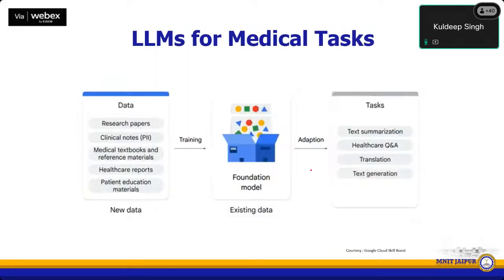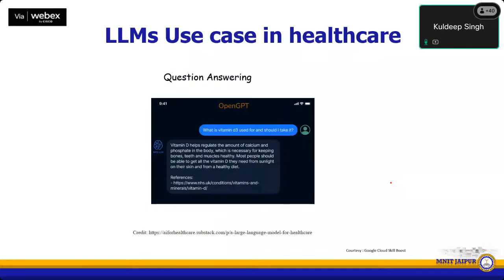So this is another depiction of it. We can have a large volume of data like research papers, clinical notes, or medical textbooks or reference material, healthcare reports, patient education material. With that, we can have a foundational model, and then further we can adapt it for tasks like translation from one language to another language, or question answering related to healthcare, or text summarization, text generation, and so on. One of the examples I gave you earlier as well.